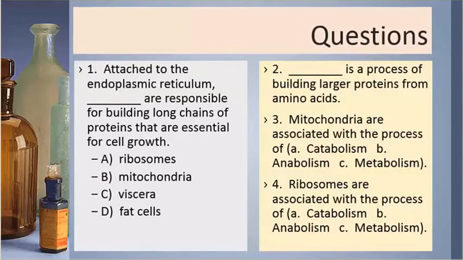Number 1. Attached to the endoplasmic reticulum, blank are responsible for building long chains of proteins that are essential for cell growth. A. Ribosomes, B. Mitochondria, C. Viscera, D. Fat cells. Number 2, blank is a process of building larger proteins from amino acids.